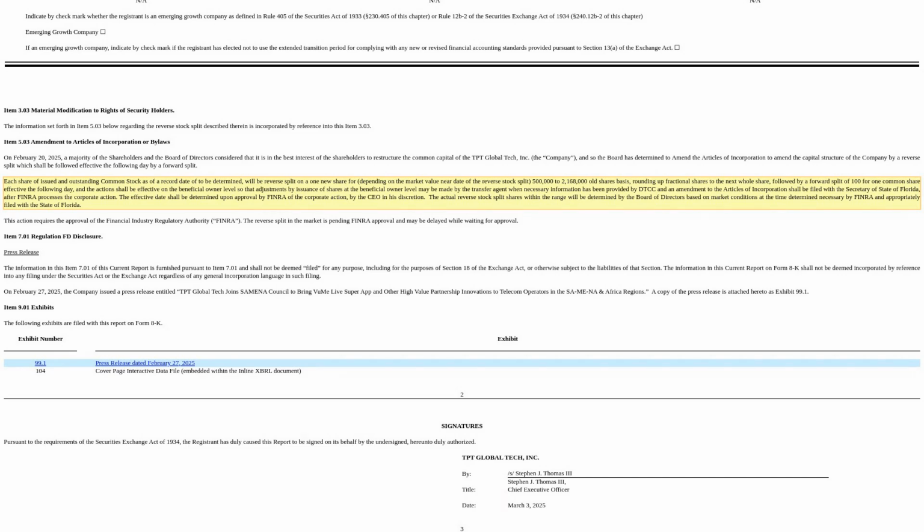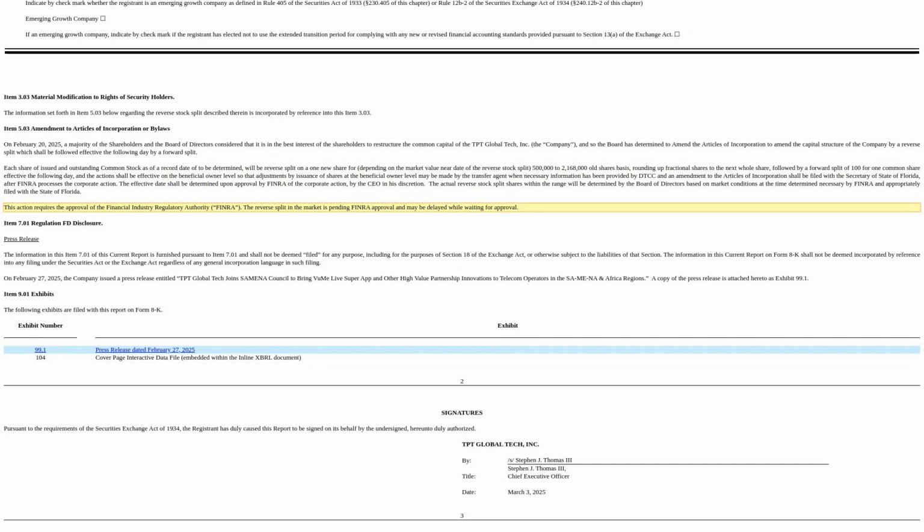All of this requires some serious coordination with the Depository Trust and Clearing Corporation, or DTCC, as well as filing an amendment to the Articles of Incorporation with the Secretary of State of Florida. After FINRA approves it, that is. Yes, before any of this happens, the Financial Industry Regulatory Authority, or FINRA, needs to give its blessing. So it's not a done deal until FINRA says so, and the reverse split could be delayed. The range of the reverse split depends on market conditions and is filed with Florida too.